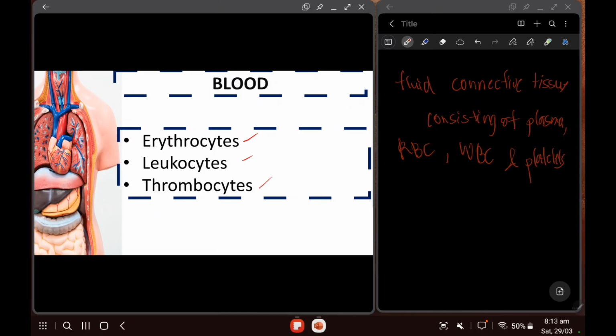The main functions of blood include transporting oxygen and nutrients to cells, removing waste products, and aiding in the immune response and blood clotting.